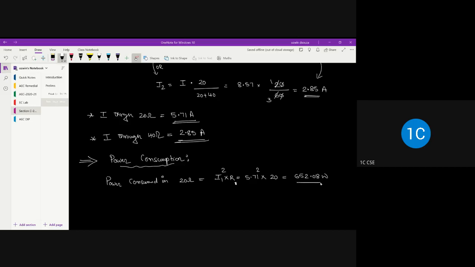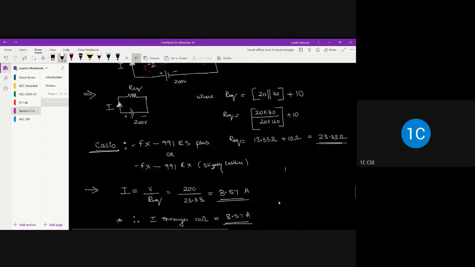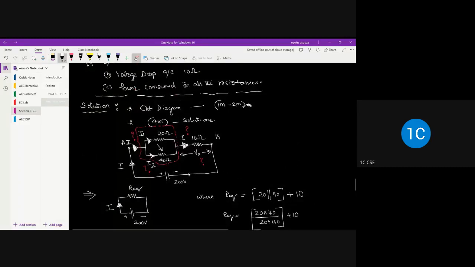Next you can write the power consumed in the 40 ohm resistance, that is I2 square into R, where R is the respective branch resistance. So what is I2? I2 is 2.85 square into R. So R is 40 ohm.